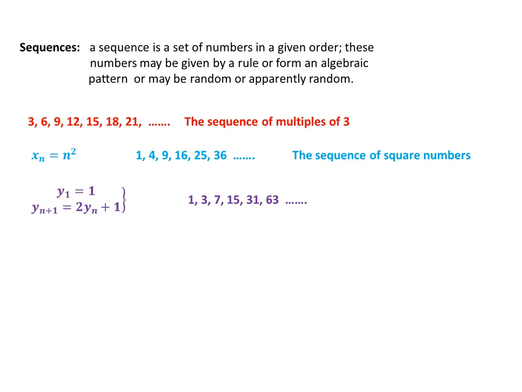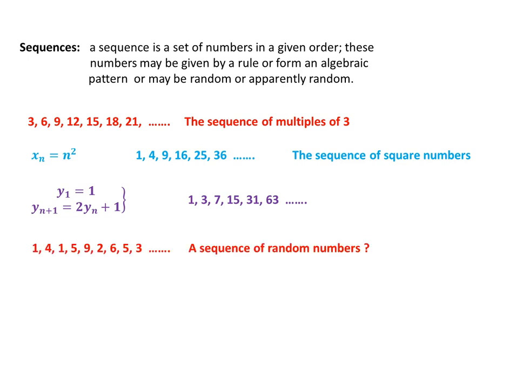We can have a sequence given by an inductive rule. So we're given the first value y1 equals 1, and to get the next value in the sequence we have to take twice the previous value in the sequence and add 1. We know that y1 is 1, so the second value is going to be 2 times 1 add 1, which is 3. The third value is going to be 2 times the second value add 1, so that's 2 times 3 add 1, which is 7. The fourth value is going to be 2 times the third value add 1, so that's 2 times 7 add 1, which is 15, and so on.